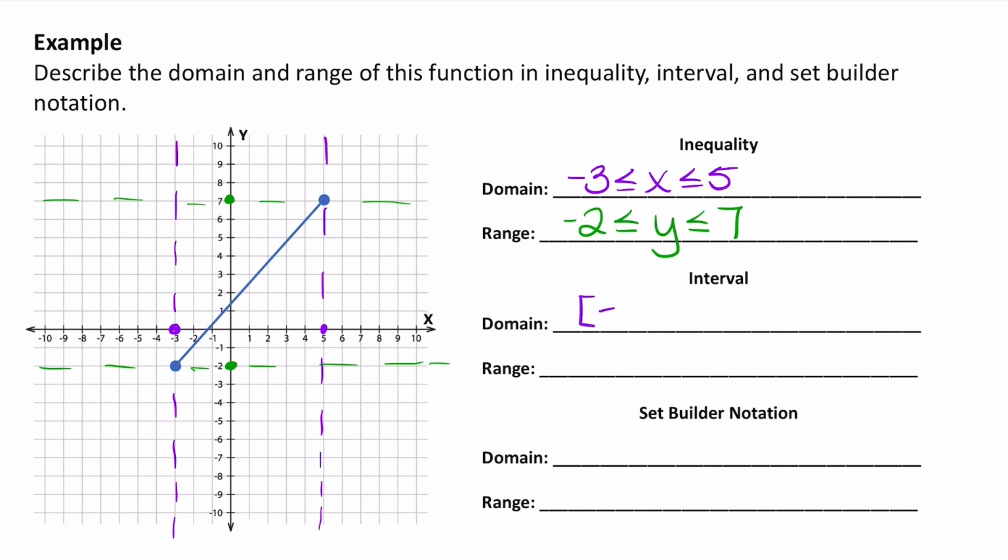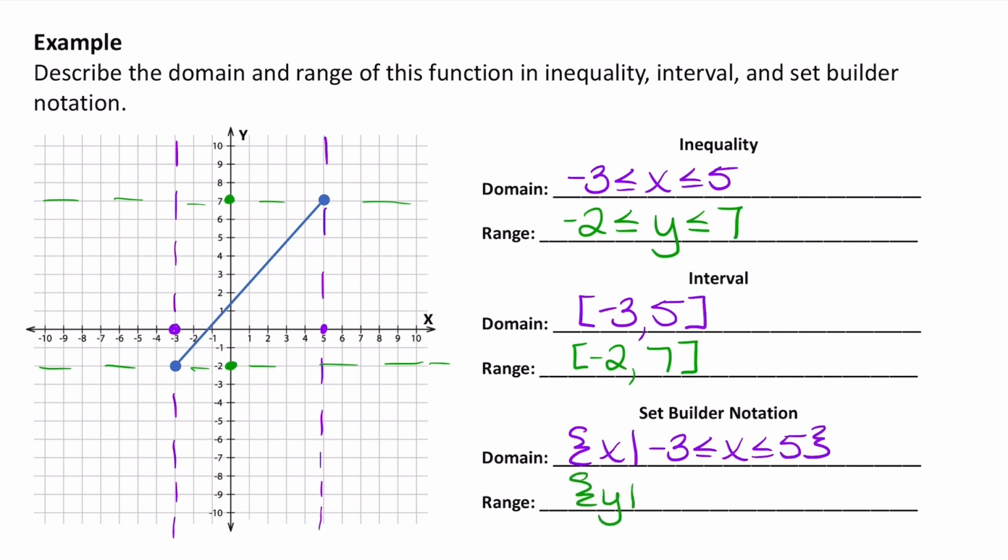So this is going to be a square bracket at -3 and then another square bracket at 5. Similarly, when I write the range, I'm going to put a square bracket at -2 and another square bracket at 7. So in set builder notation, I'm going to specify which variable I'm talking about first. So this is going to be all x such that -3 less than or equal to x less than or equal to 5. The range is going to be all y such that -2 is less than or equal to y, which is less than or equal to 7. And so that's this function's domain and range in all three forms of notation.